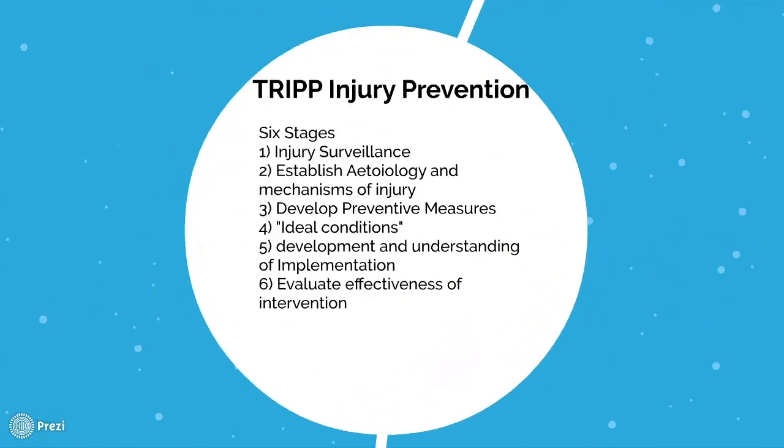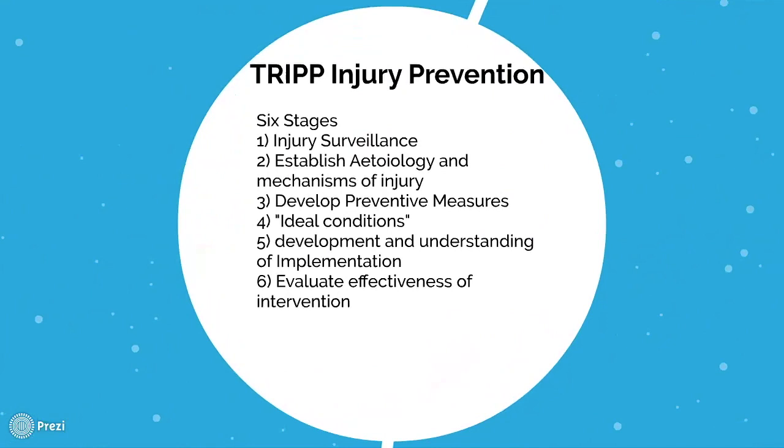Now, what we need to look at for injury prevention is through TRIP. There's six stages. The first is going to be injury surveillance. Next is going to be establishing an etiology or a mechanism of injury for whatever's going on. We'll be looking at developing preventative measures, and what the ideal conditions are that we can apply those preventative measures in, whether that's in a laboratory or in some type of a controlled environment.